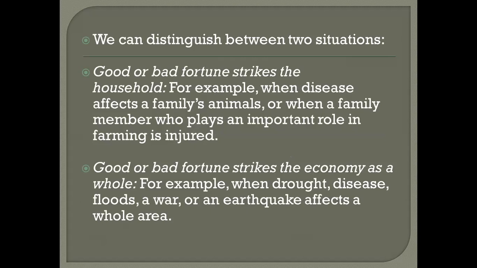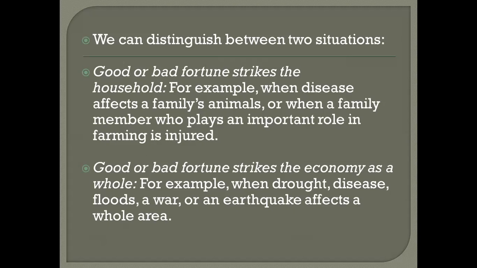One is when good or bad fortune strikes the household. For example, when disease affects a family's animals, or when a family member who plays an important role in farming is injured. This is a bad time because the family is affected by the loss of wealth due to the disease of an animal, or when the earning member of the family gets injured. So this is a bad time for an individual or a family.